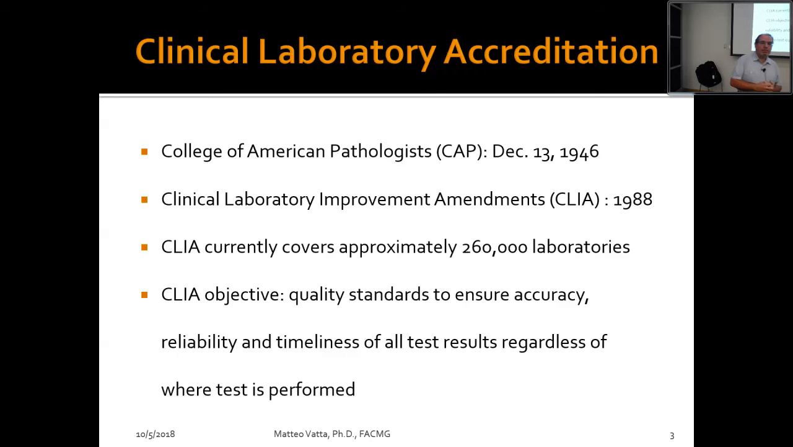The first one is the College of American Pathologists, which was established in 1946, and the second is the Clinical Laboratory Improvement Amendment, which was established in 1988. Currently, the CLIA covers over 260,000 clinical laboratories. The main objective of both CLIA and CAP is to define the quality standards of clinical testing in order to ensure accuracy, reliability, and timeliness of the testing completion, so that wherever the test is performed, it will lead to the same results and the same level of quality, and therefore, whoever is doing the testing, whatever laboratory is doing the testing, should hopefully obtain exactly the same result.